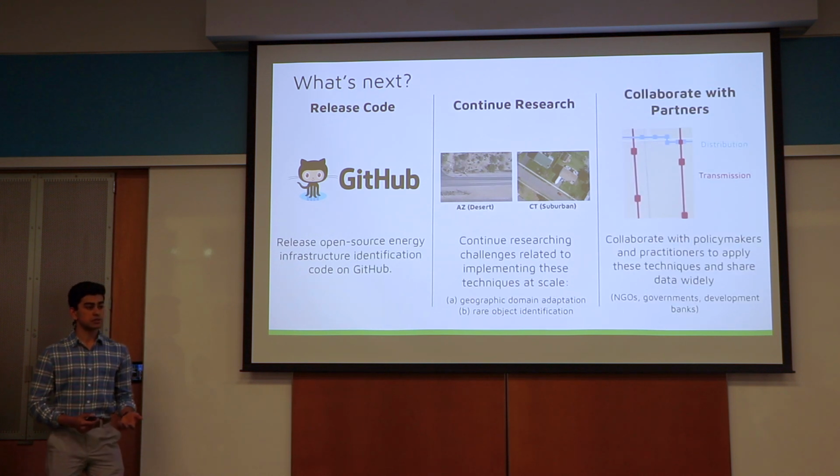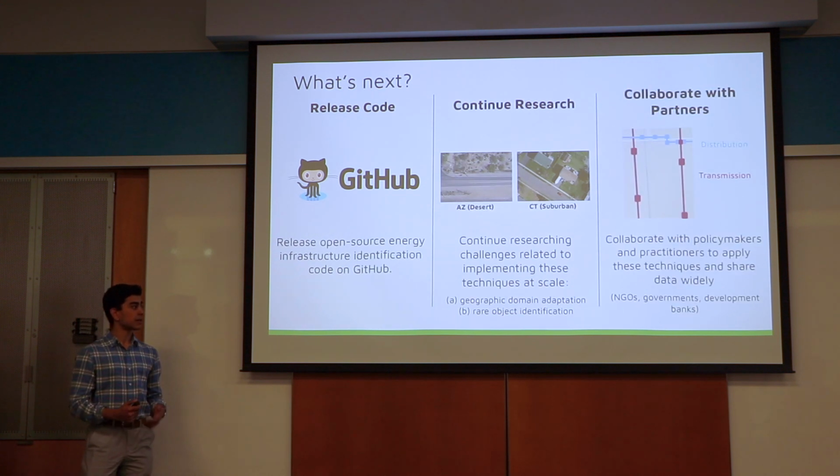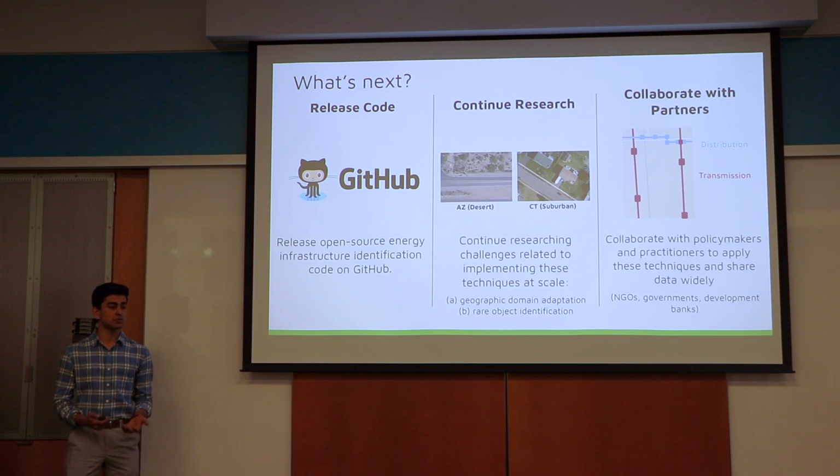And then finally, we want to further collaborate with some of our partners. The lab has worked with different NGOs and development organizations, including the World Resources Institute, and we want to continue to share our data with them and some of our findings so that we can give them a potential solution to closing the gap of over 1 billion people that still lack access to electricity.